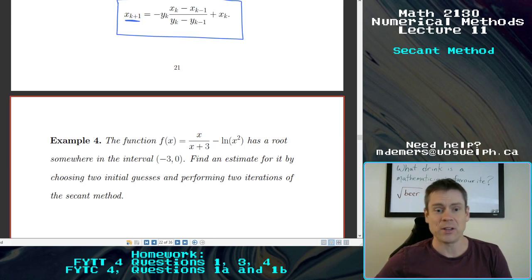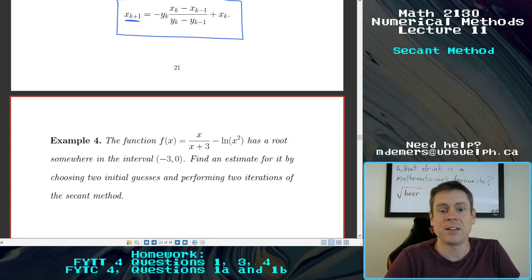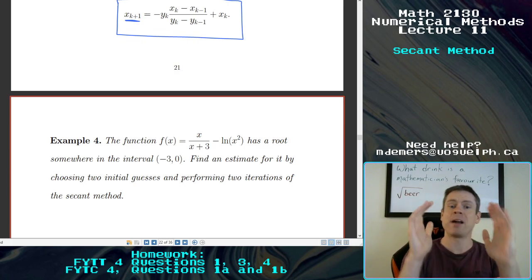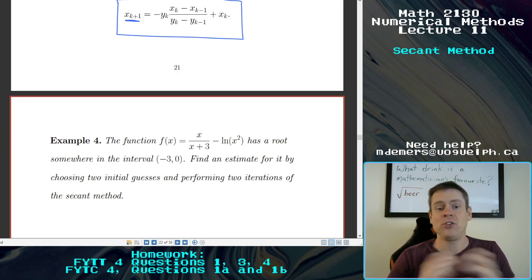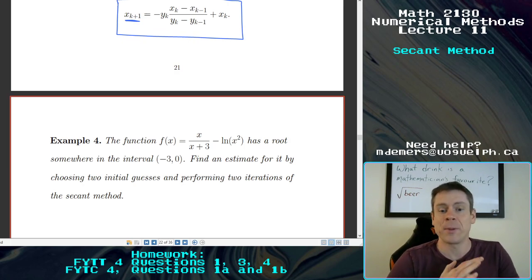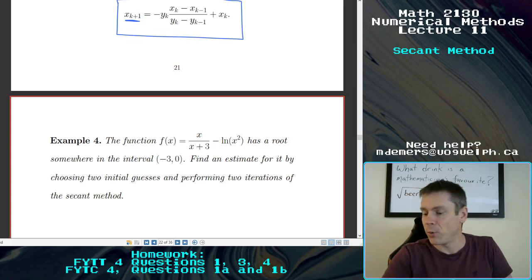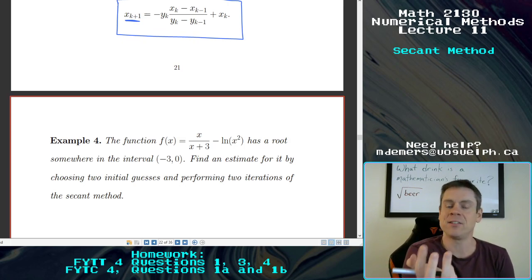So let's see what we have here. The function f of x equals x over x plus 3 minus the ln of x squared has a root somewhere in the interval minus 3 to 0. And we're going to find an estimate for it by choosing two initial guesses and performing two iterations of the secant method. So I've got some calculations here that I did in advance, but we're going to use some sort of good guesses to begin with.